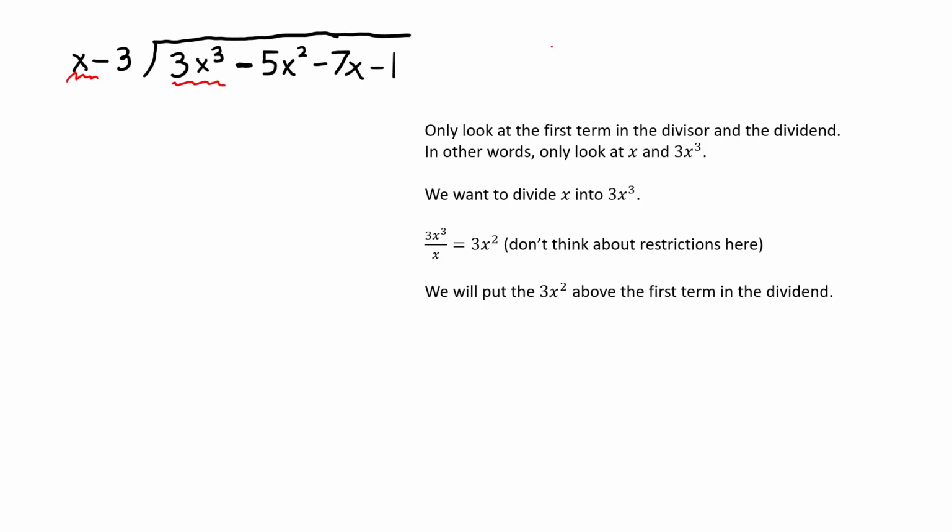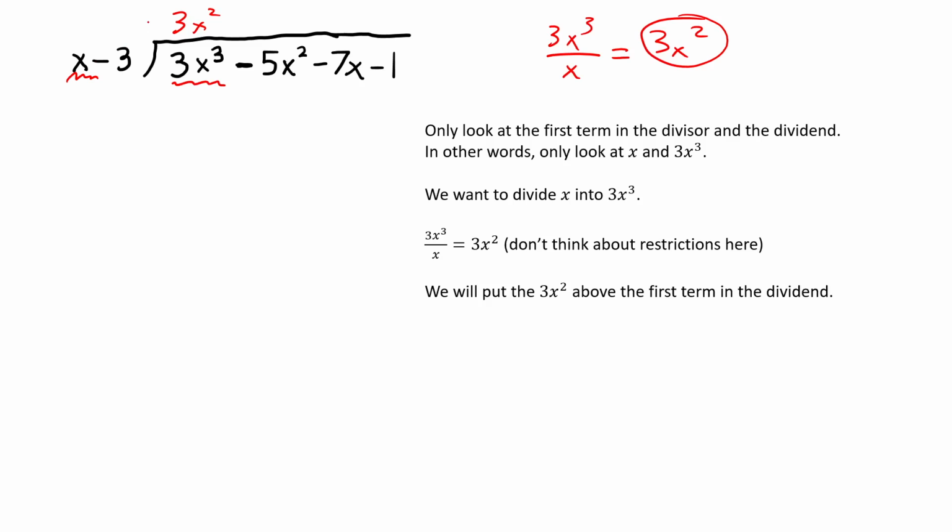We're going to divide 3x cubed by x. In other words, we're going to say, what is 3x cubed divided by x? The answer is 3x squared. Don't worry about restrictions. And we're going to now take that 3x squared and put it over the first term. So this 3x squared will go over the first term in the dividend.